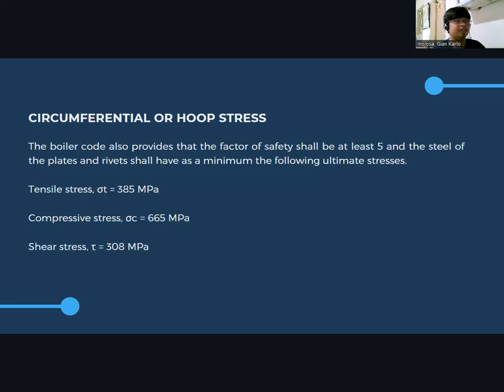And for the circumferential or hoop stress again, the boiler code also provides that the factor of safety shall be at least 5, and the steel of the plates and rivets shall have a minimum of the following ultimate stresses. For tensile stress, it should be 385 megapascals, compressive stress 665 megapascals, and for shear stress 308 megapascals.